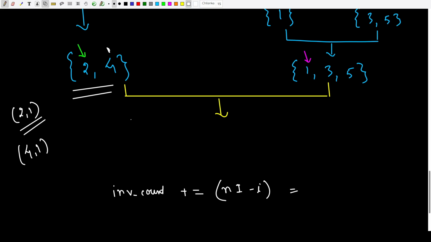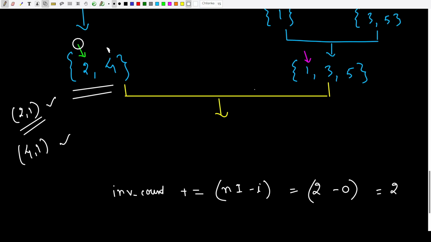n1, folks, is the length of the array. So the length of the left array is 2. And what is I? Well, I is this part. So this is 0. So this is 2 minus 0, which simply means there are two pairs, which are these two pairs, which are going to form an inversion pair.